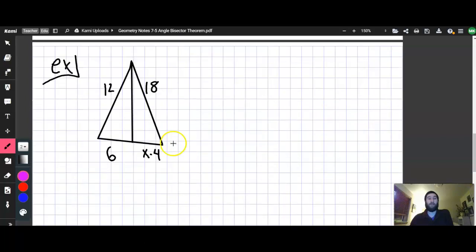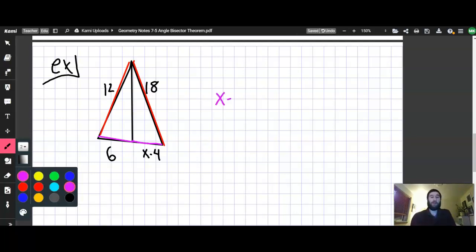And so what we know then is the x minus 4 is proportional to our 6. And the x minus 4 is proportional to our 18. And so, ladies and gentlemen, that means when we go to set this up, I'm going to put the x minus 4 on top because I like having my x's on top, as that helps me solve the problem. And I'm going to go ahead and match that up with the 18. And that's going to be equal to the 6 over the 12.